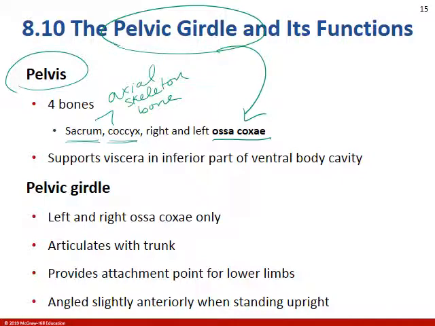And then we have our os coxae, which are appendicular. So this is another area where we have the axial skeleton articulating to the appendicular skeleton, and it lists here that we're supporting all of the organs or viscera in the ventral body cavity.